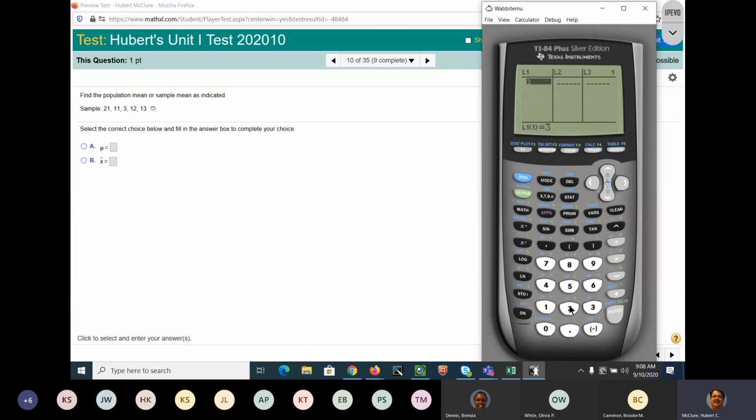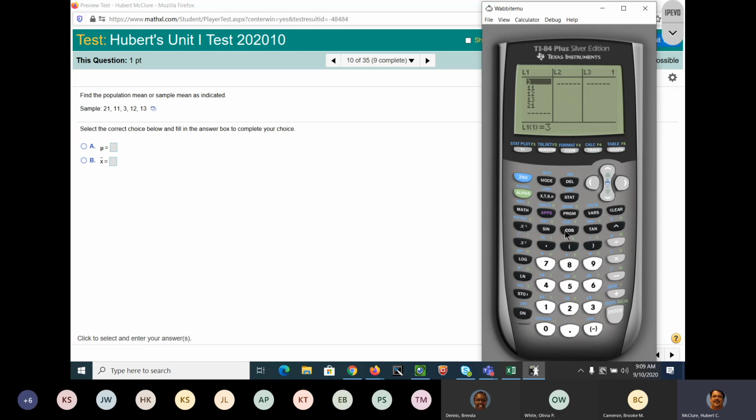Okay, so 21, 11, 3, 12, and 13. Of course, they're not in order. So I hit stat, sort, and they go in order. Second, 1, and if you look above the 1, you'll see that L1, above the 2 is L2. So that's what I'm picking, L1, close parentheses, enter, and it's done. Now go to stat and edit, and you see they're in order.